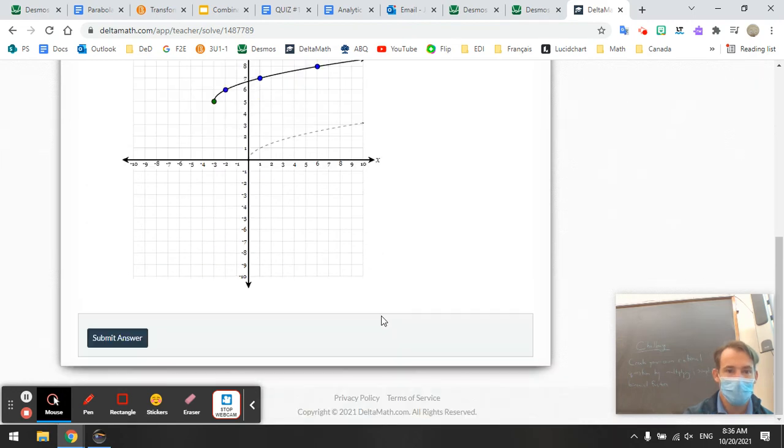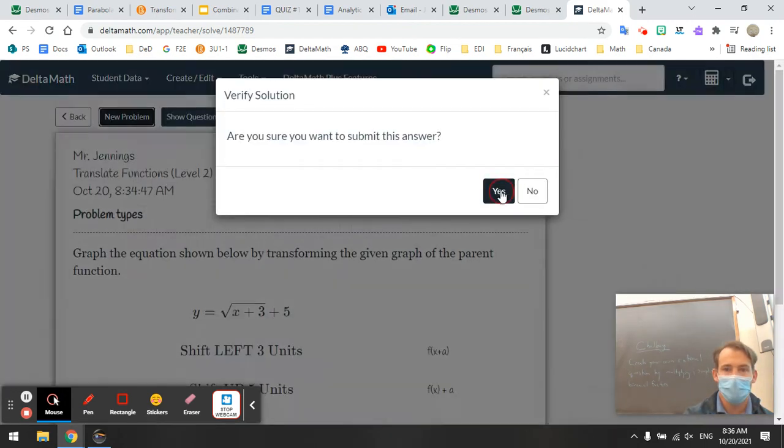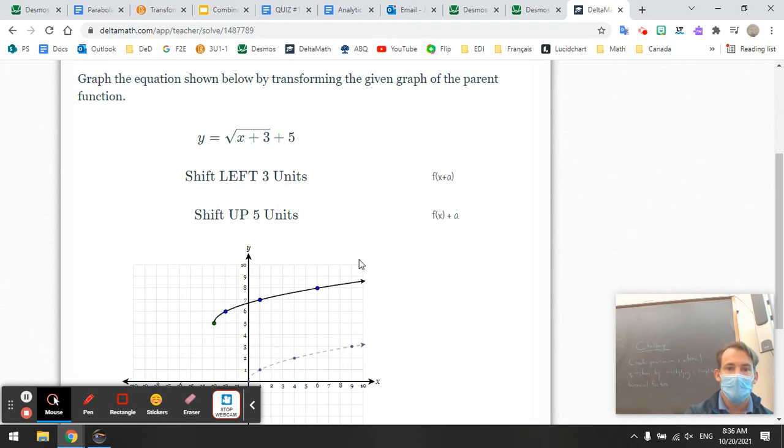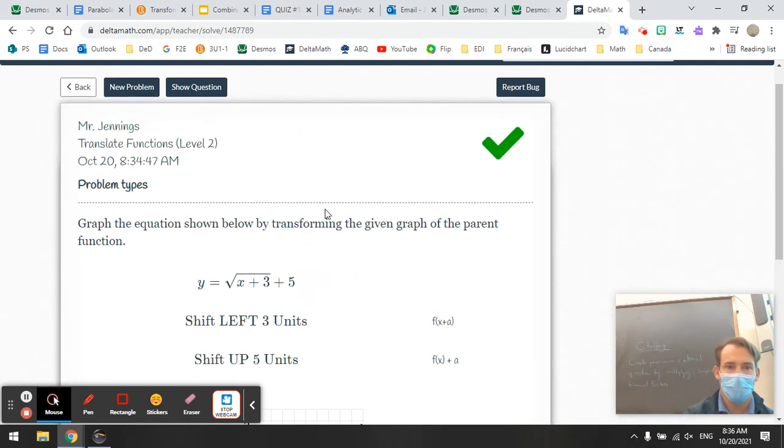So now I say submit answer. Yes, I want to submit this answer, and hooray. So this tells me shift left 3 units. That's adding 3 to my inputs, which actually moves it left. And then I add to my outputs, go up. Cool. Okay.